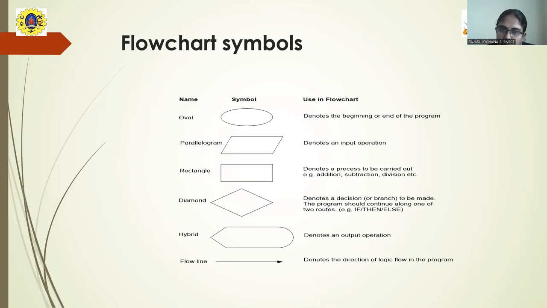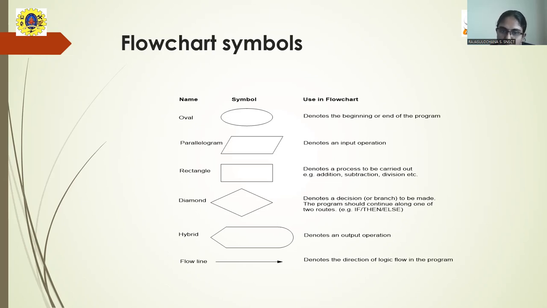So if you are receiving the input from the user, you will mention it inside the parallelogram. Similarly, if you are displaying it to the user, you will mention it inside the parallelogram. This rectangle box denotes the operation to be carried out. For example, in the previous example, we have discussed the operations that we are performing. We are performing addition, we are performing the average operation. So these two operations will be mentioned inside this rectangular box.